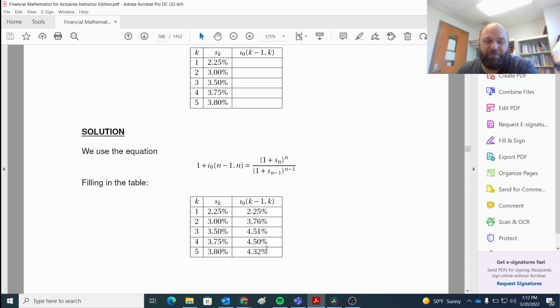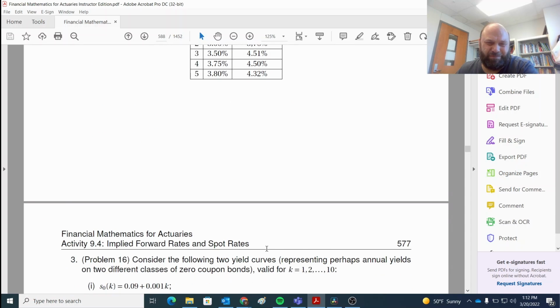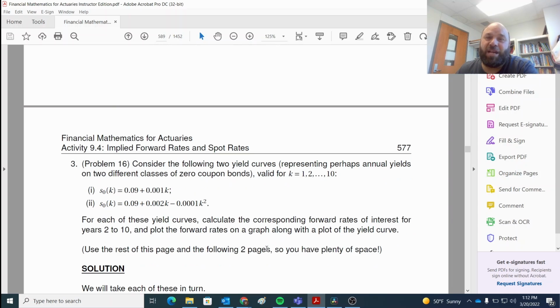All right, so let's move on. We're going to do another example, but we're going to look at some graphs of our results for both the term structure and for the forward rates. So we've got two yield curves. We're going to assume they represent annual yields on different classes of zero coupon bonds for k running from 1 to 10.